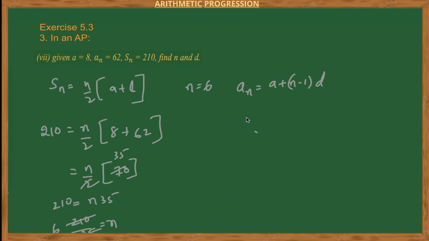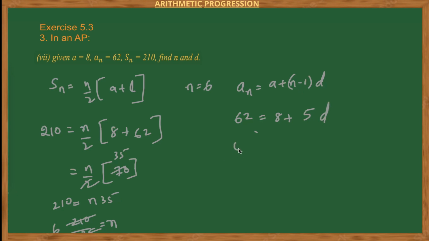So we can put this as 62. Okay, a value is given as 8 plus n. What is n here? N is 6 minus 1. N is 6 here, minus 1 and d.